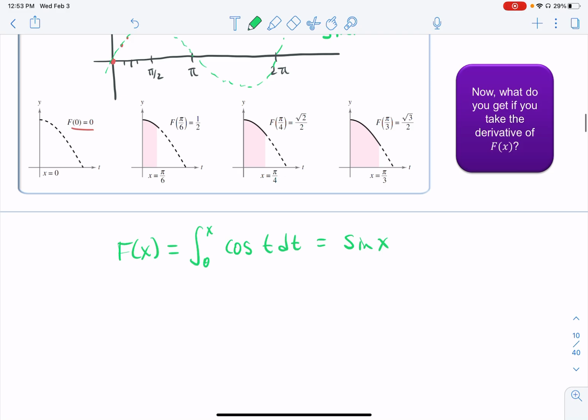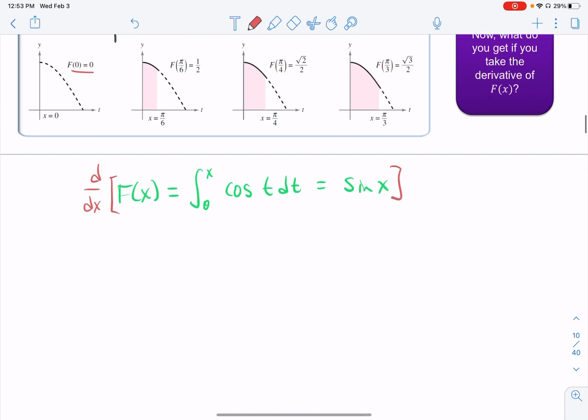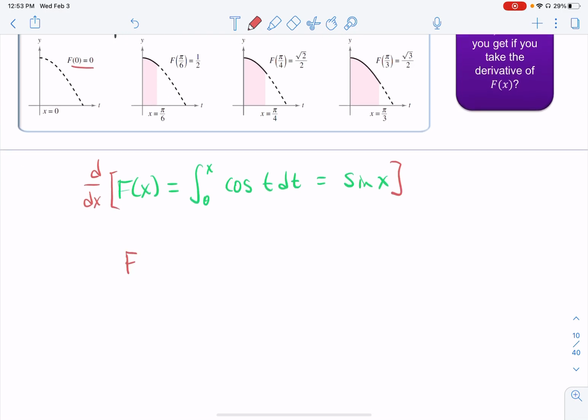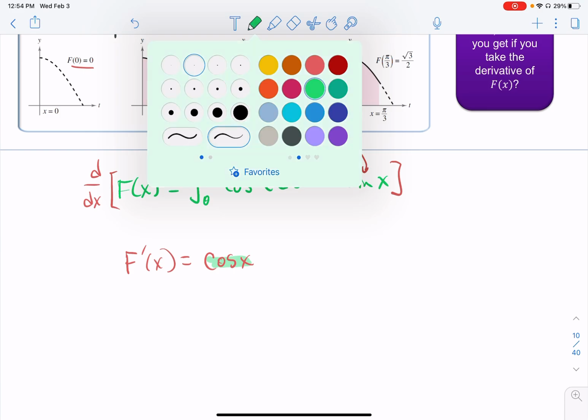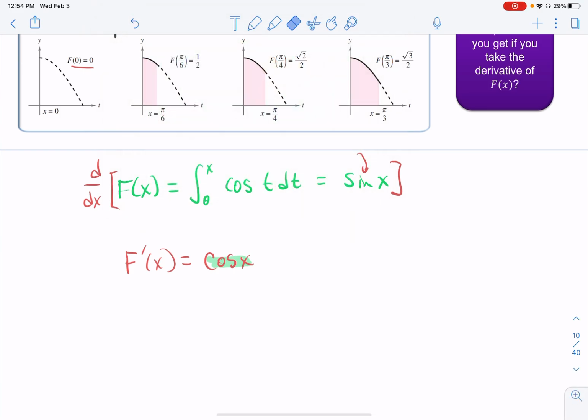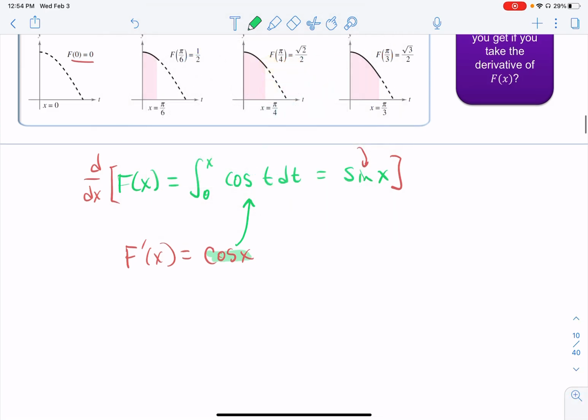Now, what the first part of the fundamental theorem of calculus is supposed to do for us is let us take the derivative of this function. When we do, we get f prime of x is equal to, how do I take the derivative of that? I don't have to. I'll just take the derivative of sine x. The derivative of sine x is cosine x. Notice that that exactly matches up with our integrand, with just a change of variable. That's what the fundamental theorem of calculus part 1 does for us.